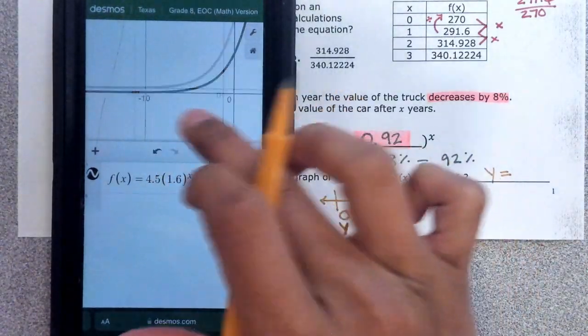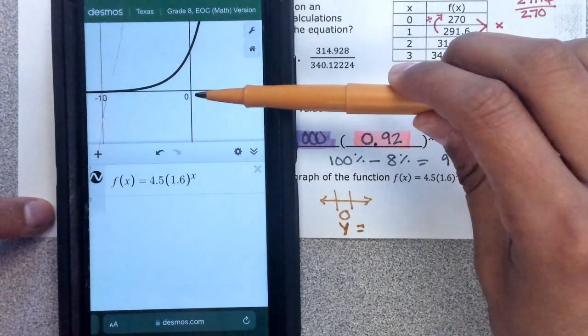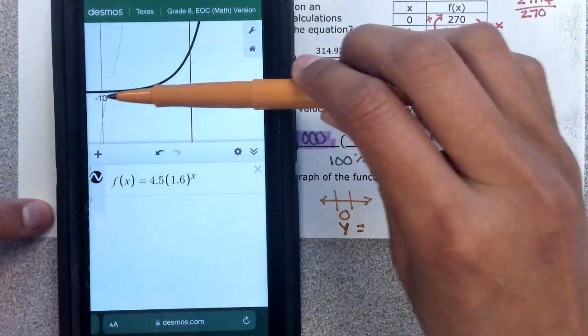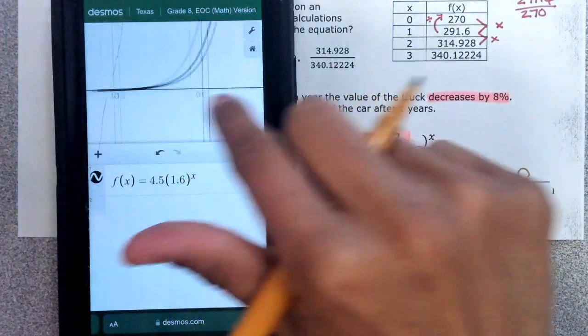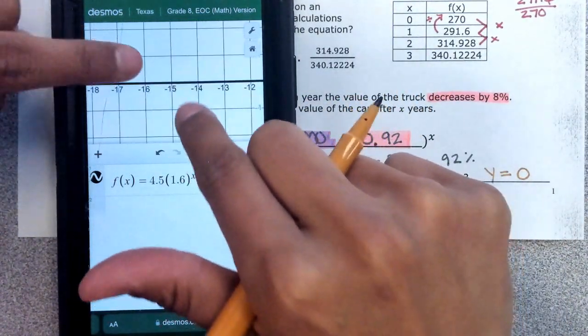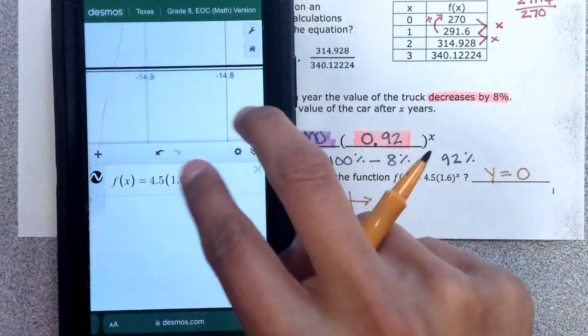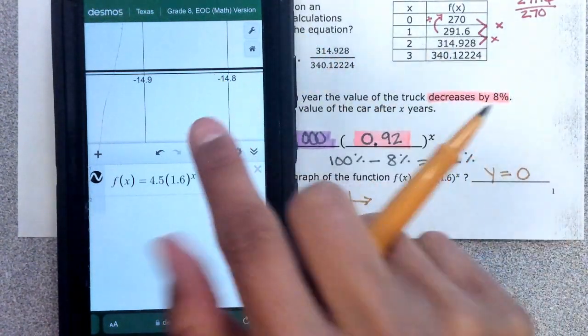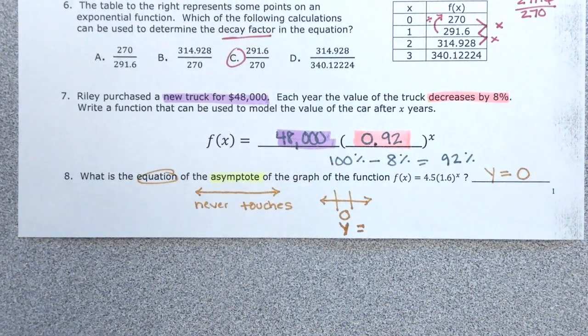Okay, where is this on my graph? This is at 0. It goes flat at 0. So Y equals 0 is my asymptote, because remember the asymptote never touches. So if I zoom in, notice that it doesn't touch. It looks like it touches, but it never does. So that is my answer for number 8.